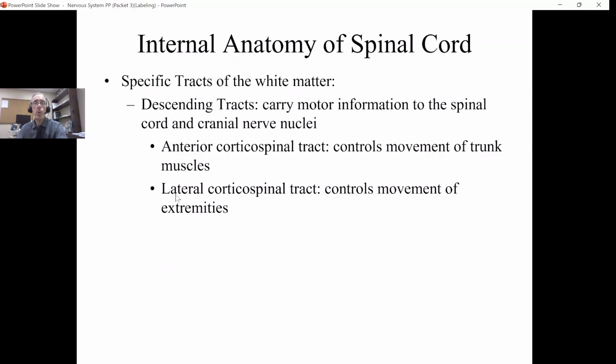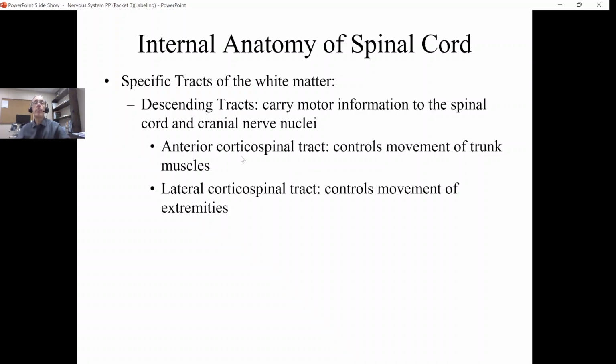The first one is called the anterior corticospinal tract. Again, anterior means it's in the anterior column, and cortico means the cerebral cortex. So it's coming from a part of the brain known as the cortex, and then it goes down to the spinal cord. Again, the name kind of tells you the direction that the action potentials are flowing. Cortico, spinal, right, from the brain to the spinal cord.